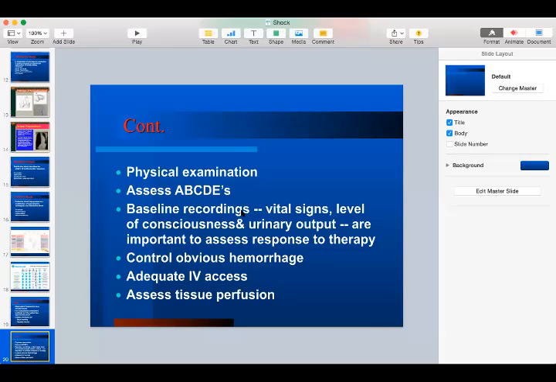Obviously, you have to control the hemorrhage, and along with that, IV access. Usually, IV cannulas will be maintained on either side, on the right and left arm, two separate IVs. So in case you want to rush fluids from one side along with blood on the other, you have an adequate amount of IV access. So assess tissue perfusion as well. Okay.